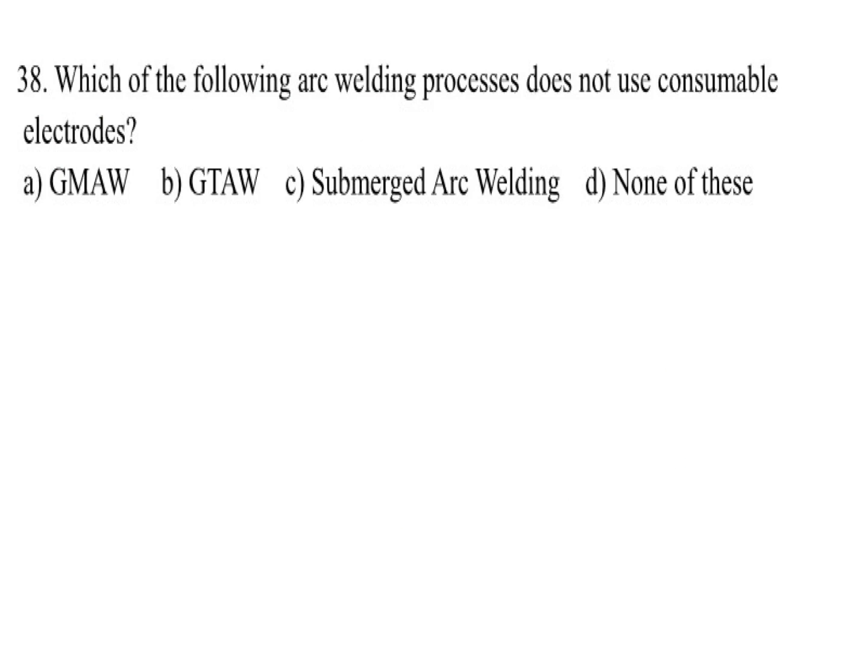Which of the following arc welding processes does not use consumable electrodes? It's TIG welding. It is gas tungsten arc welding. B is the answer.